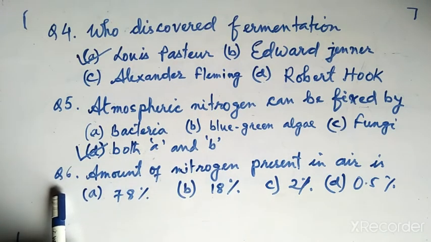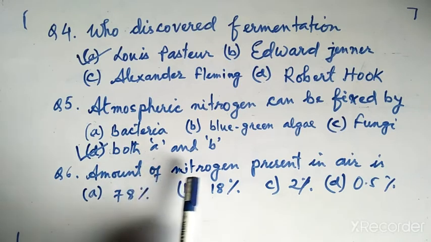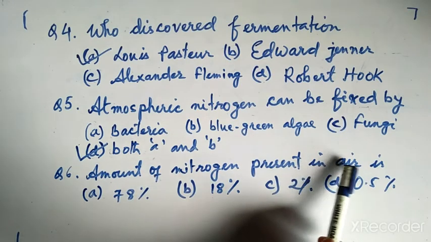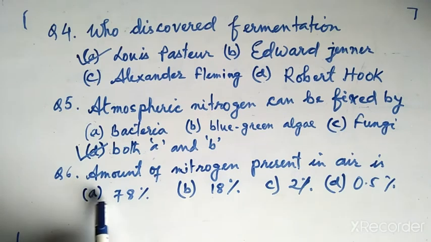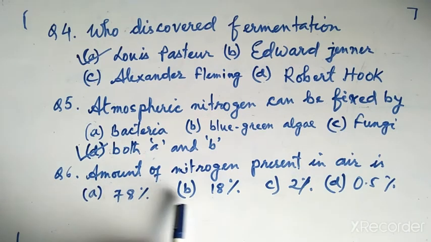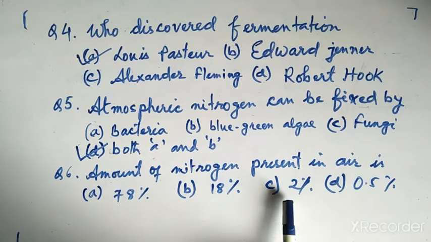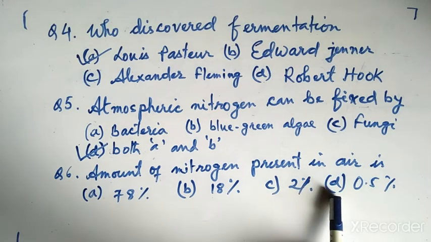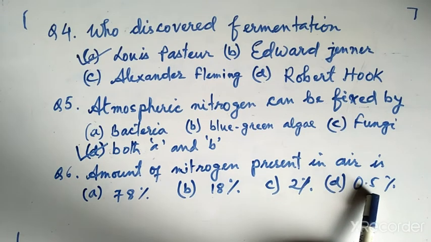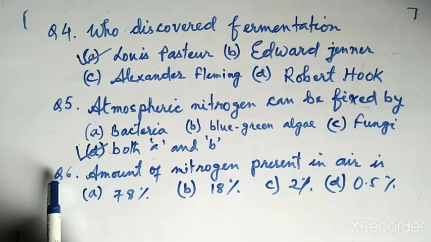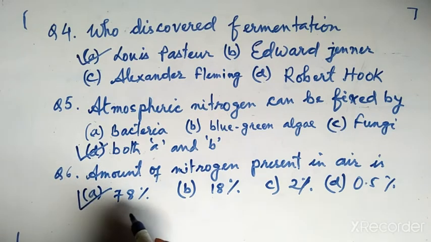Next, question number 6. Amount of nitrogen present in air is option A, 78%, option B, 18%, option C, 2%, option D, 0.5%. So the correct option for question number 6 is option A. The amount of nitrogen present in air is 78%.